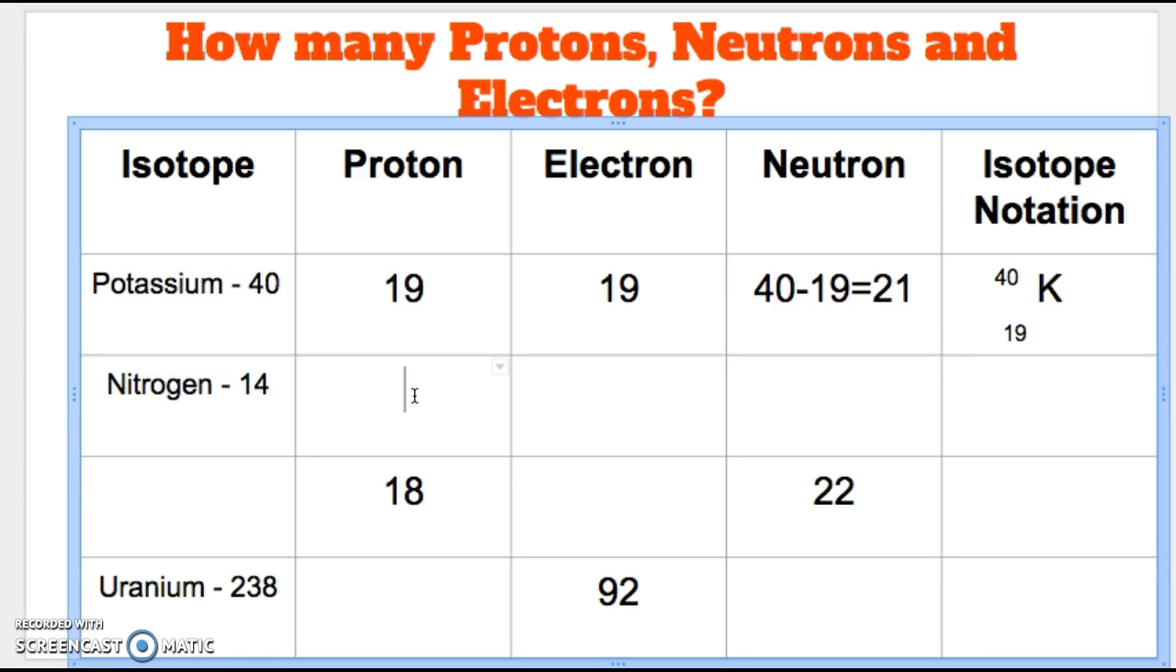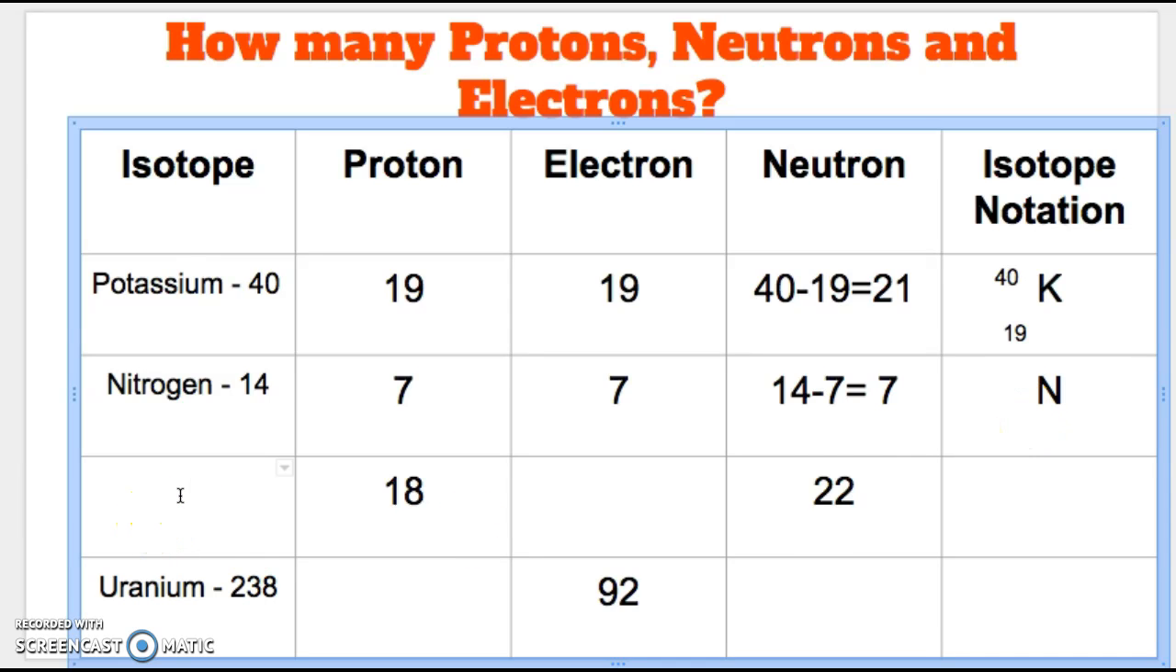Okay, nitrogen 14. If you find nitrogen, it's number 7. That means it also has 7 electrons. I don't always know how many neutrons I have, so I have to calculate. 14 minus 7 equals 7. Yay, same. So here you should have an N. Up above, you should have 14, and down here you should have 7.